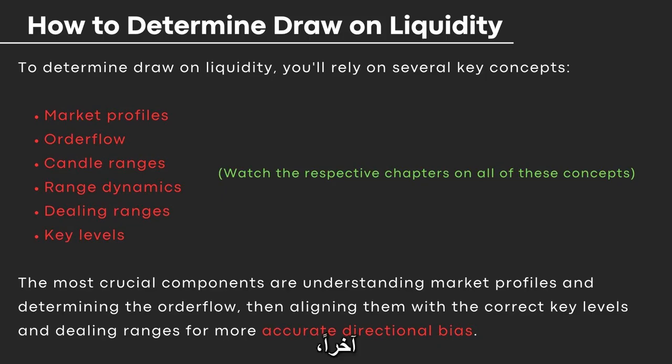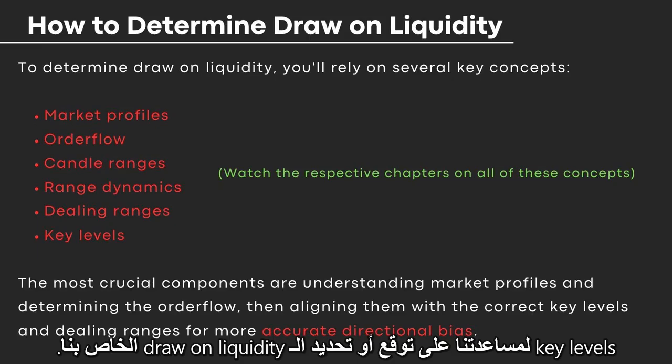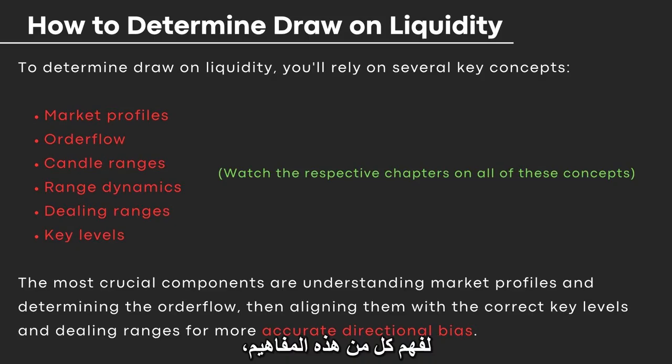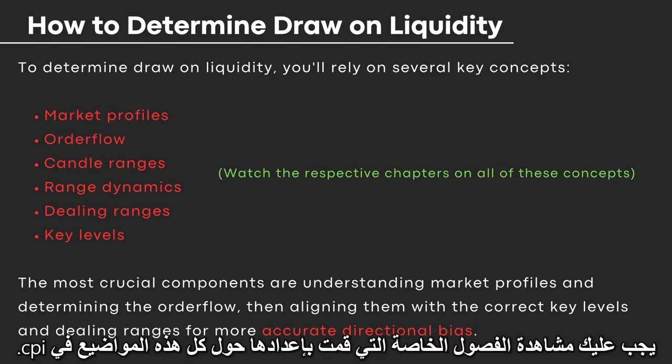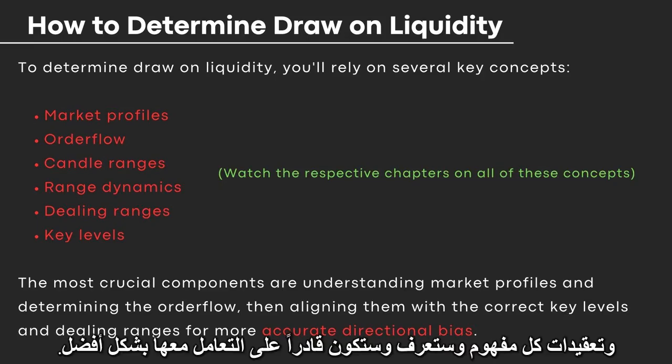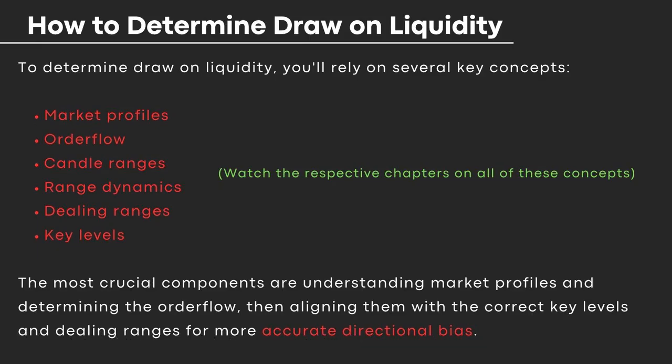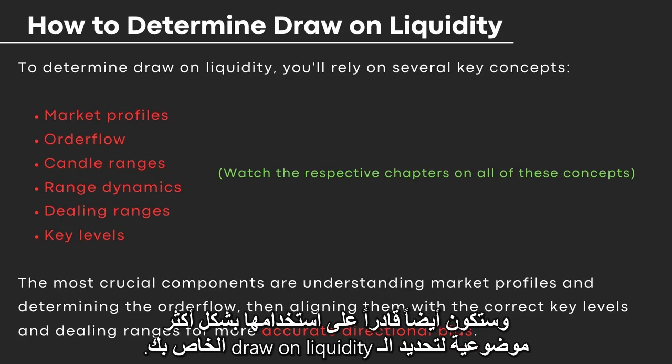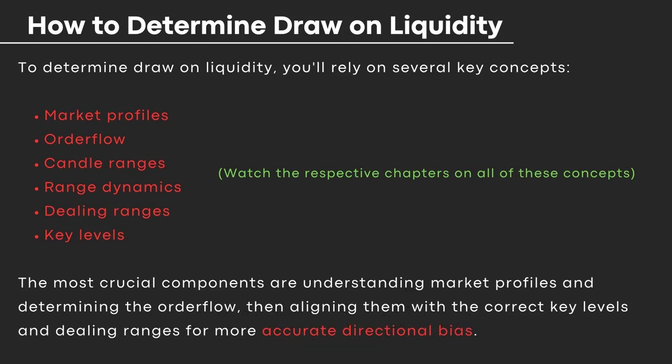And then, last but not least, we'll use range dynamics, dealing ranges, and key levels, or specifically higher time frame key levels, to help us anticipate or determine our drawn liquidity. Now, to understand each one of these concepts, you must watch the respective chapters I've made on all of these topics in CPI, and that way you'll be aware of the details and intricacies of each concept, and you'll be able to deal with it better, right? And you'll also be able to use them more objectively to determine your drawn liquidity. So make sure to watch those chapters first, right?